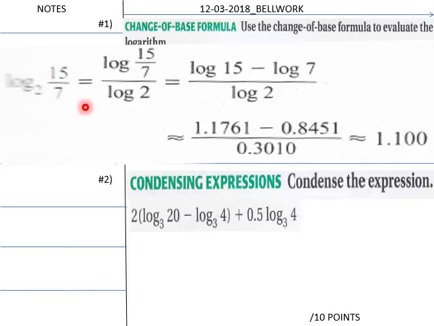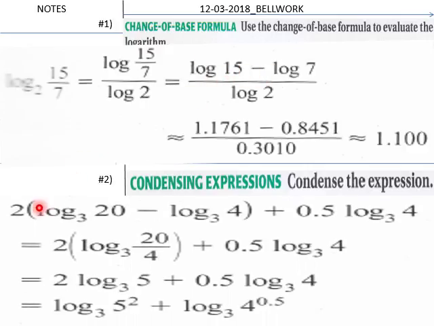Here is your solution for number 1. We use our different properties here. For this, this is the quotient property. And then we have a second quotient here that we handle. And then for here, we're condensing the expression for this problem. We use various methods of solving logarithms that were in the previous lesson.